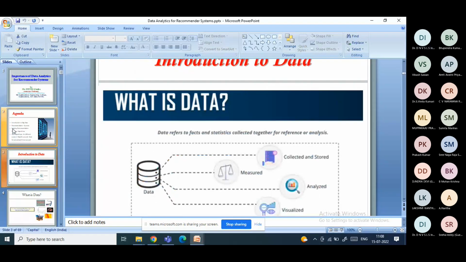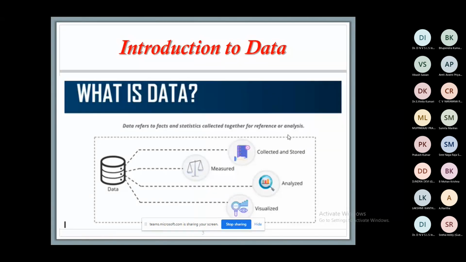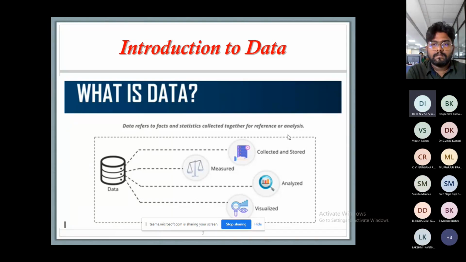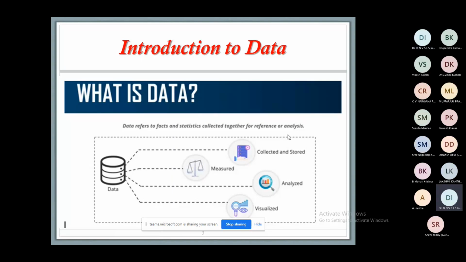Coming to big data. First of all, we will see what is data. What does data mean? It is a collection of facts and statistics collected together for reference or analysis. Generally, we can term data as a raw material.